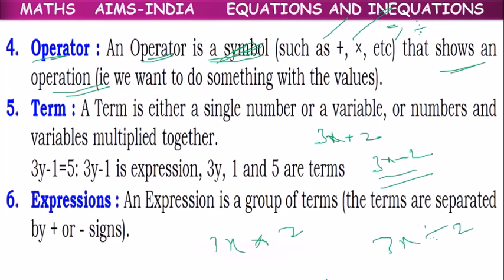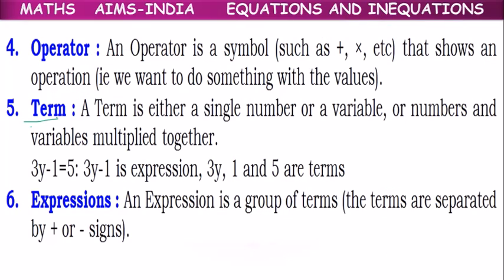What we have to do with the values on the left side of the operator and the right side of the operator will be given by the operator. That information will be given by the operator. What to do with 3x and what to do with 2 will be given by this into symbol. Whenever we have the into symbol, we have to do the product of 3x and 2. That information will be given by the operator.